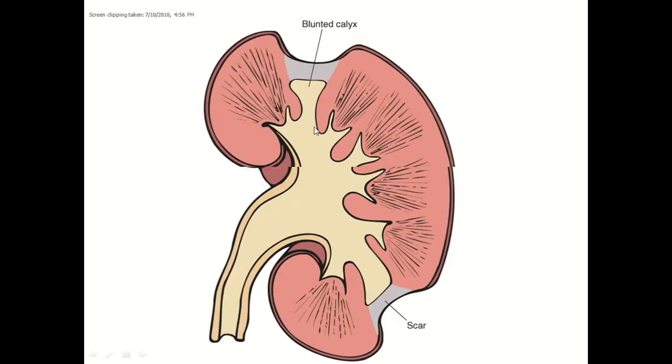If you see here, this is the normal calyx, but here you can see there is blunting of the calyceal system and the renal pelvis is dilated. If you see the scar, it is a U-shaped scar, it is unequally distributed and irregular in appearance.